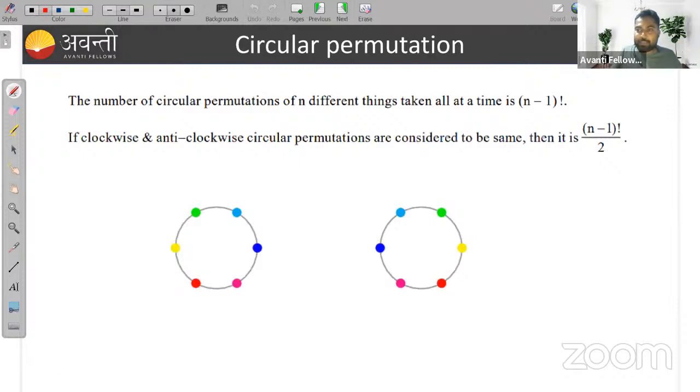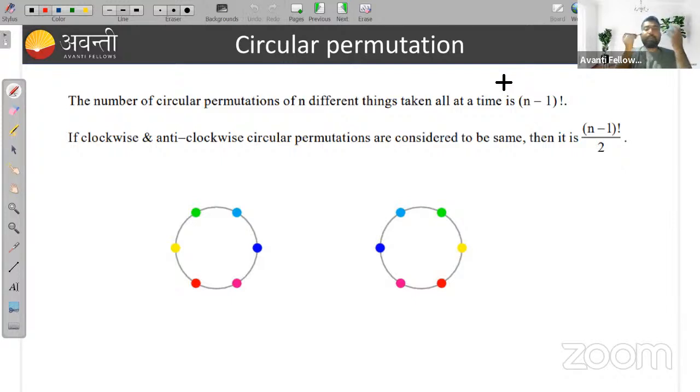Now we'll understand circular permutation. What is that? The number of circular permutations of n different things taken all at a time is (n−1)!. How is it happening? If we are arranging n objects out of n objects, that is in n! ways. If we are arranging n different objects in a circle or on a circular table, then the total number of ways of arranging those n objects is (n−1)! ways.